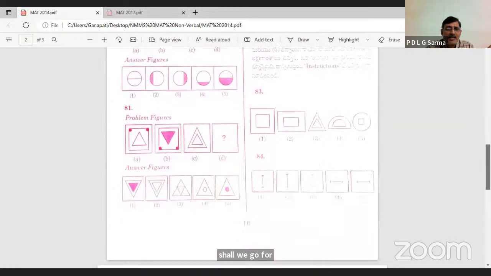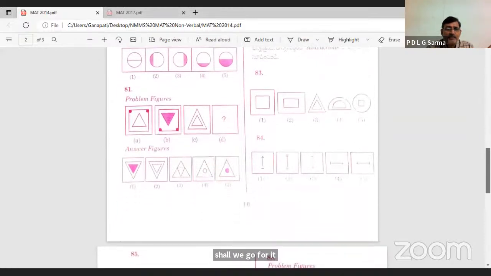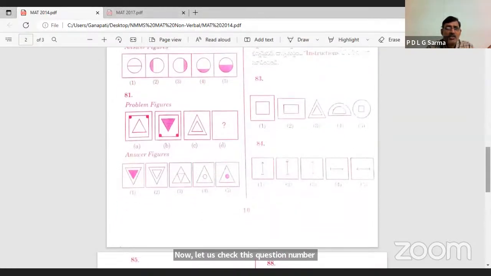Now let us check this question number 81. You check this. What are the changes that happened here? First, you tell me the changes. What changes happened there? What are the changes?